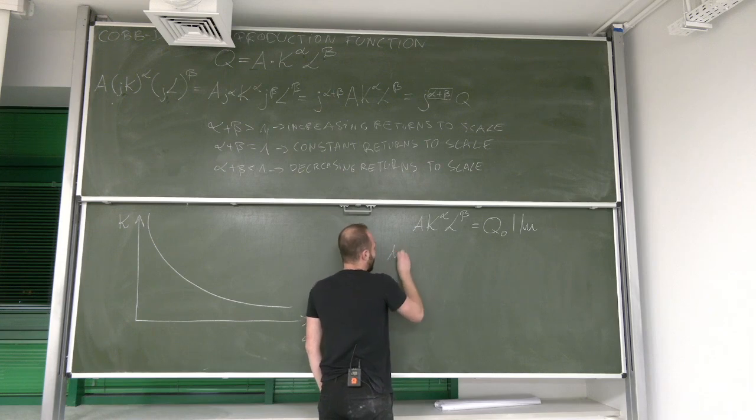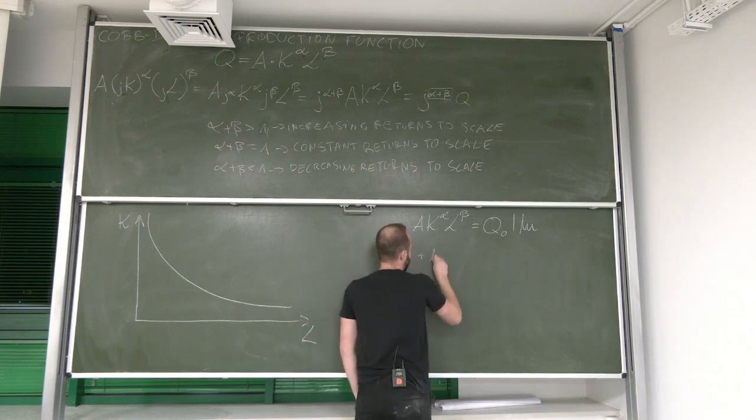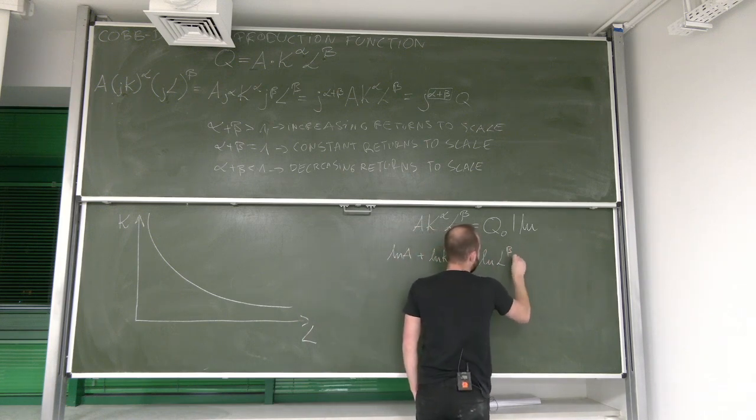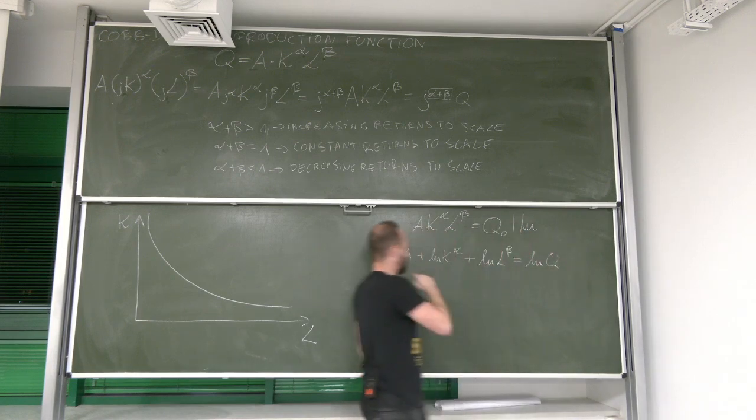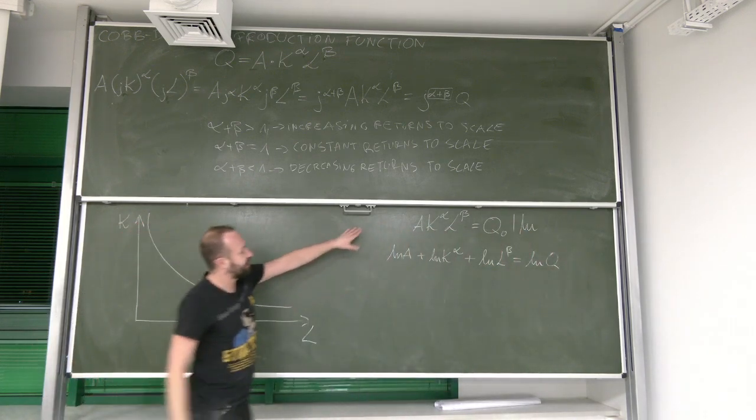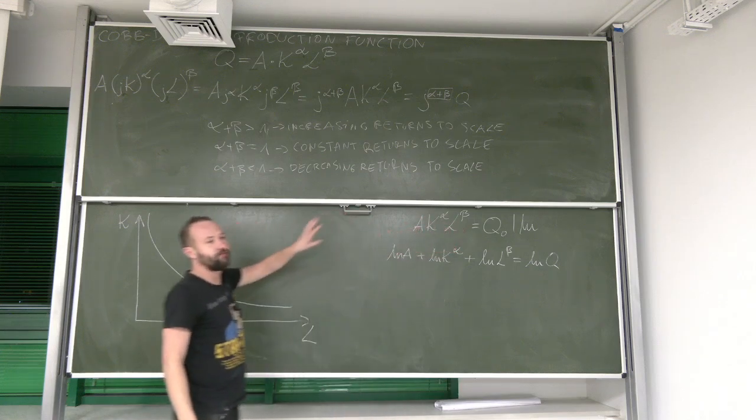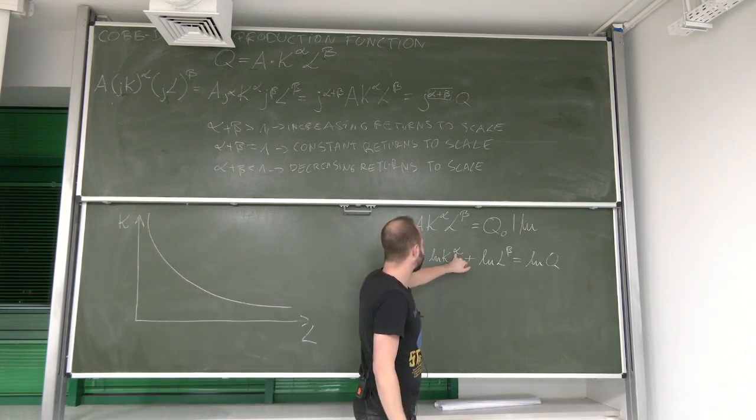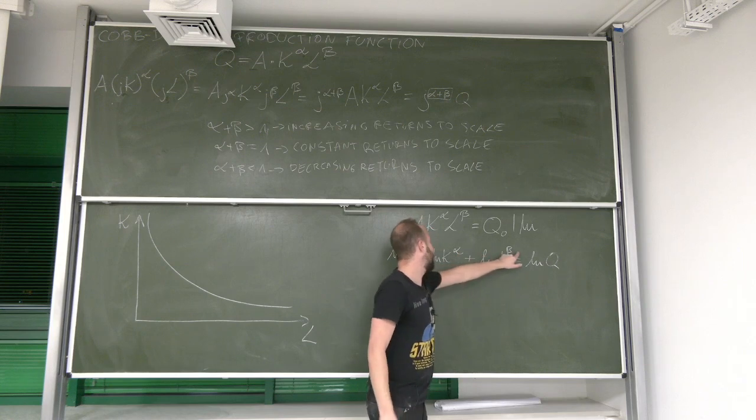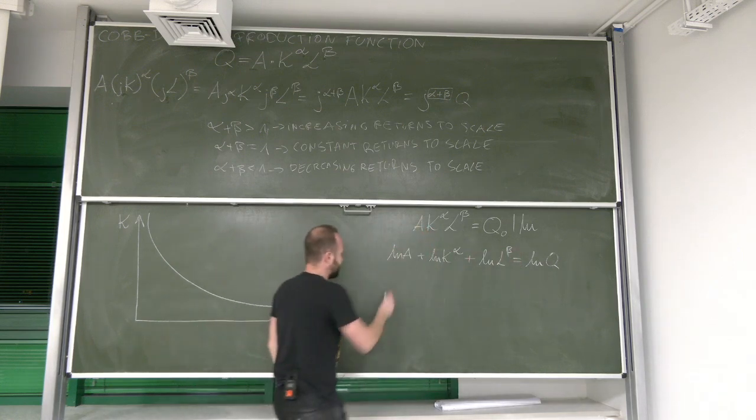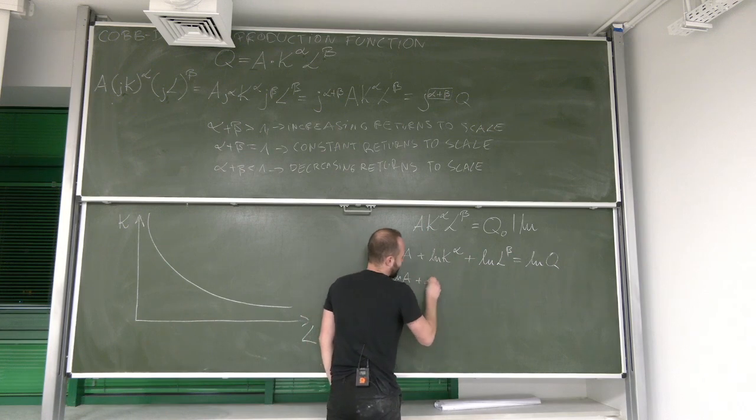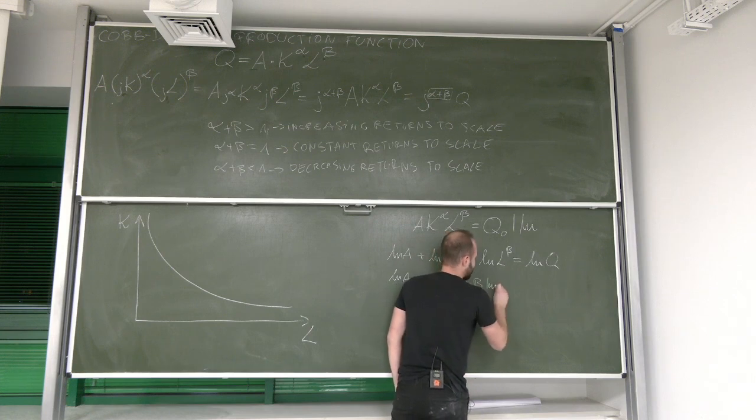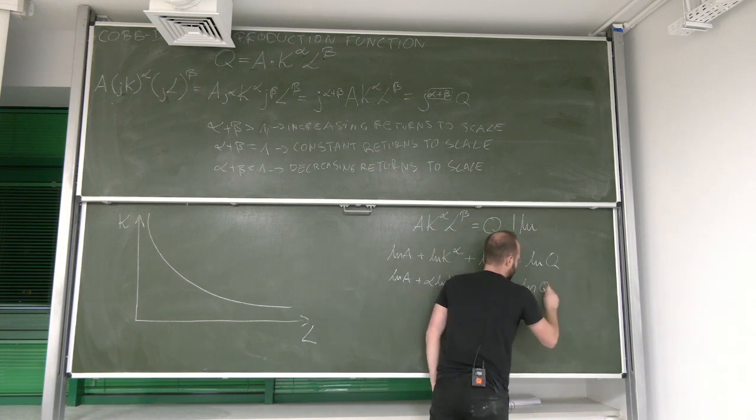So we will have ln A plus ln K alpha plus ln L beta equals ln Q. Right? Because the logarithm of the product is the sum of two logarithms, right? The next thing I can do is to take those exponents in front of the logarithm, right? So I'm getting ln A plus alpha ln K plus beta ln L equals ln Q.